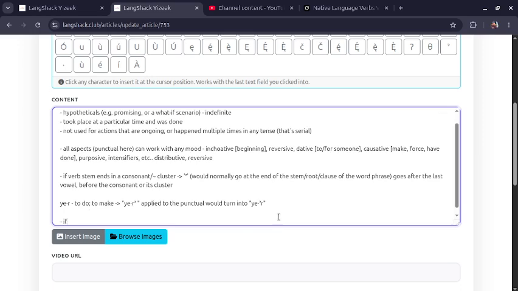And another is if you have a long vowel followed by a consonant, then you completely drop the punctual. So that means that the glottal stop is going to disappear entirely. It's gone. Okay. So there's that.